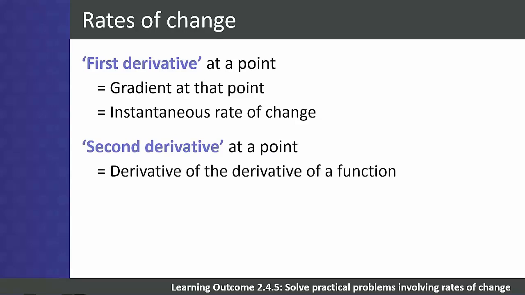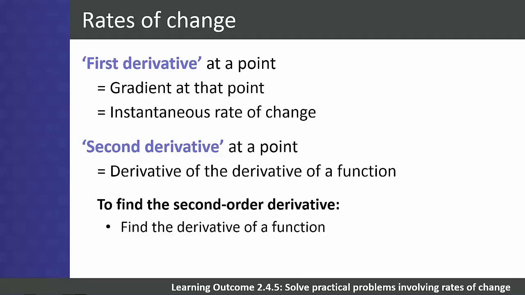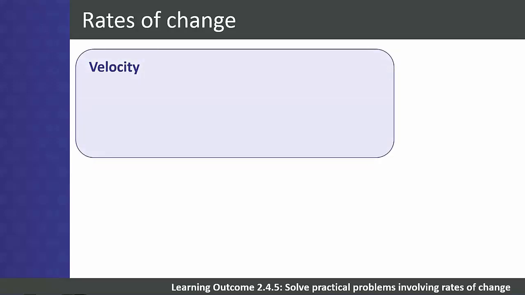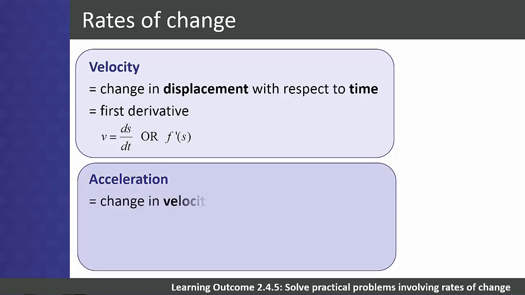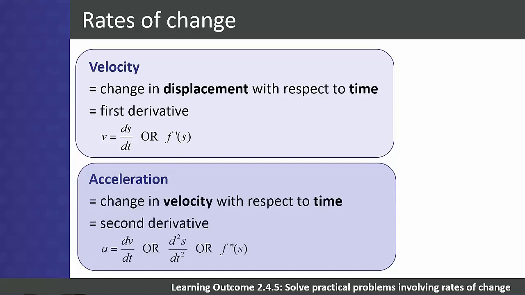This is new to students in level 4. To find the second derivative, we first find the derivative of a function and then find the derivative of that derivative. First and second derivatives are useful for practical examples. For example, velocity tells us how displacement is changing with respect to time, and we need the first derivative to find velocity. Acceleration tells us how fast velocity is changing with respect to time. For this, we need the second derivative.